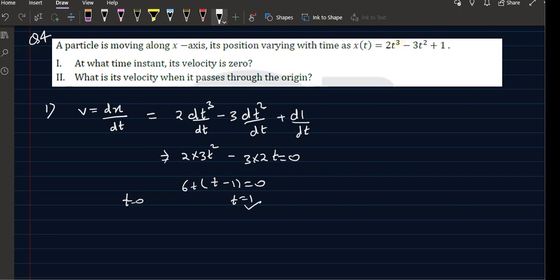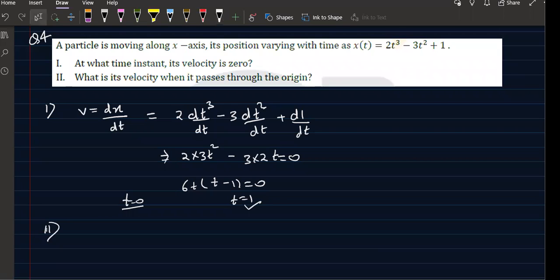Yes. Now the second one, we got the answer of the second one also. The question is, what is its velocity when it passes through the origin? If it's passing through the origin, its velocity would be 0, right? Got it, everyone? Easy? Are you getting it? I hope everyone is getting this.